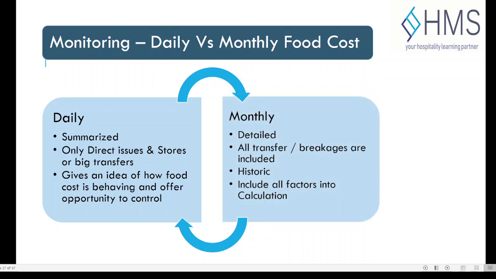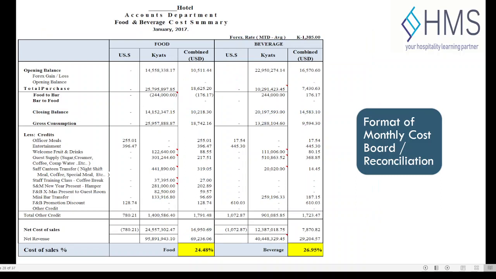The monthly food cost board is very detailed. It includes all the transfers, breakages, everything else, and includes all factors for the calculation. So items used by the staff, entertainment, staff meals, and everything else are used in the monthly food cost reports, not in the daily one. Okay, so that's an example of the monthly cost board reconciliation. I think I have included the templates of these in the course resources, so you should be able to download them. If you don't find them, just let me know. I will see, or maybe I will move them to some other location.